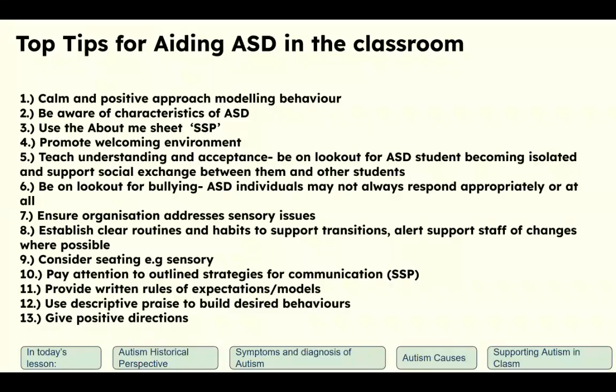Provide written rules of expectations and model. Use descriptive praise to build desired behaviours, such as please sit down rather than don't stand up. Okay, and using positive directions. Many of these factors apply to people without autism and are generally good practice.